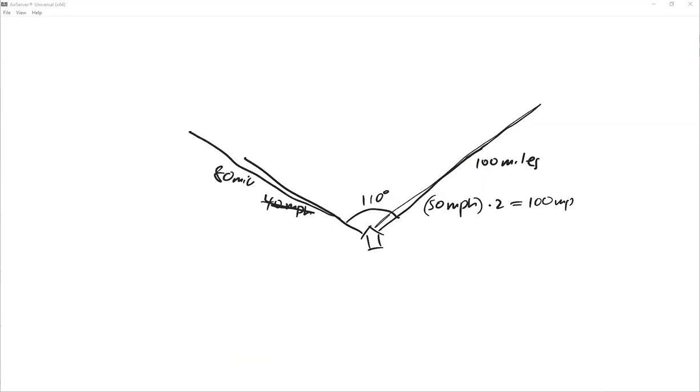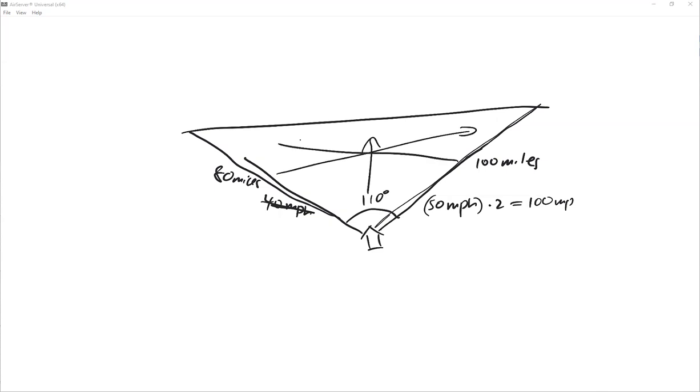So how far is the distance from here after 2 hours? That makes sense? One's going 50 miles per hour, so after 2 hours one train will have traveled 100 miles. The other train would travel 80 miles because it's going 40 miles per hour. So you would use what? You can't use the law of sines because we don't know the opposite side of the 110, and we don't know the opposite angles here and here. So we have to use the law of cosines.